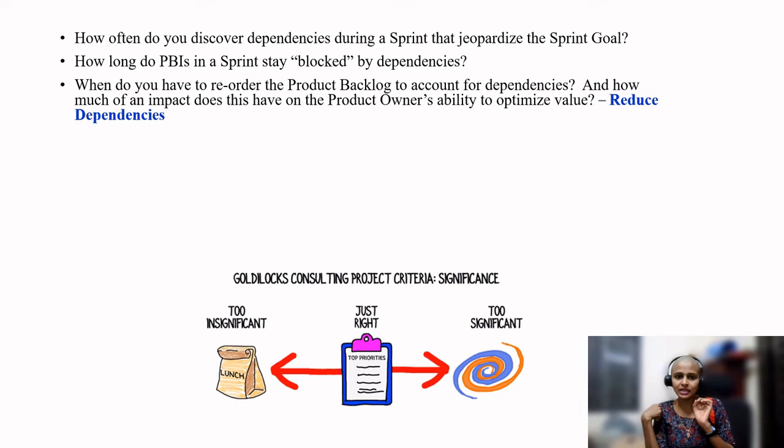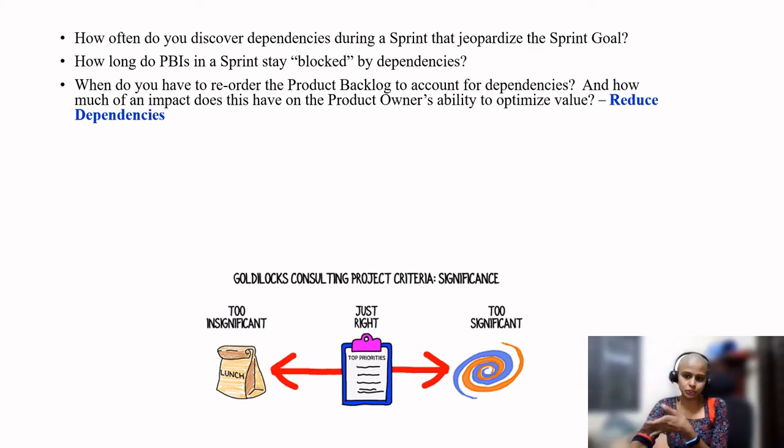How long do PBIs in a sprint stay blocked by dependencies? We also have to know how long a product backlog item stays in my sprint because of these dependencies, because of this blocker. That also we have to identify. When do you have to reorder the product backlog to account for dependencies? And how much of an impact does this have on the product owner's ability to optimize value and reduce dependencies? These are all questions that will help you reduce the dependencies even before you start your sprint.